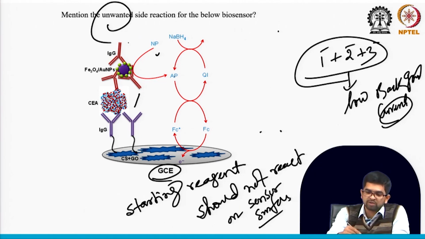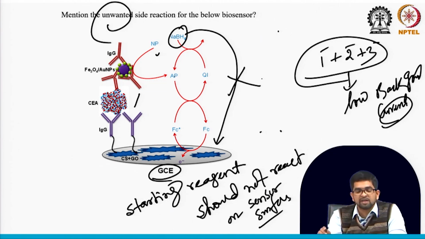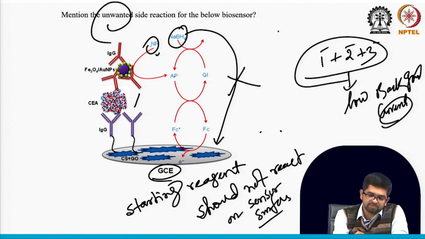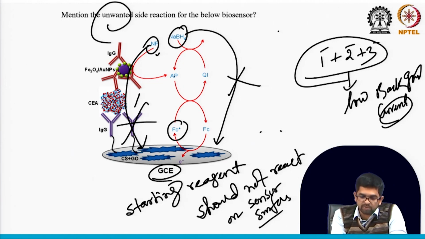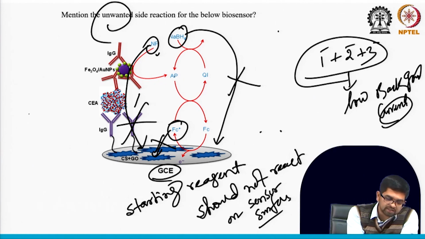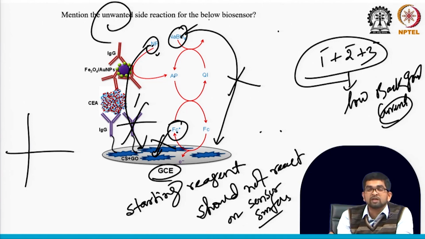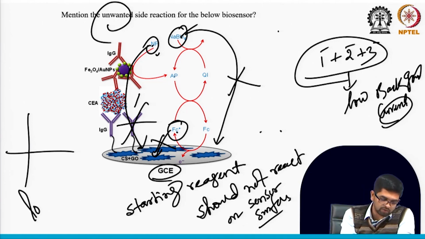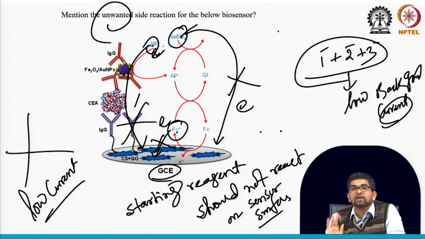If they react, then it is the unwanted reaction. The sodium borohydride is a starting reagent, so if it reacts on the surface, that is unwanted. These reactions should not happen. This nitrophenol is a starting reagent. If it reacts on the sensor surface, then that is unwanted. This reaction should not happen. And this ferrocene plus is a starting reagent. So, these reactions also should not happen. If you take a cyclic voltammetry of each one individually, nitrophenol, sodium borohydride, and ferrocene plus, they should show very low current, not very fast current. So, the electron transfer rate should be very low. Those are the unwanted reactions.